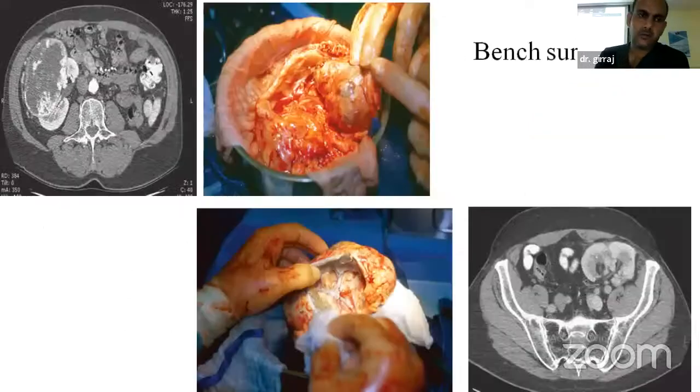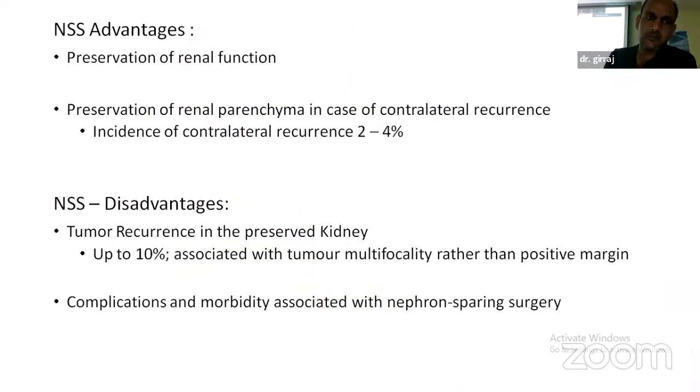Bench surgery advantages: preservation of renal function and of renal parenchyma in case of contralateral recurrence, with an incidence of contralateral recurrence of 2 to 4%. Bench surgery disadvantages: tumor recurrence in the preserved kidney up to 10%, as with tumor multiplicity rather than positive margin. Positive margins also occur in up to 7% of tumors.